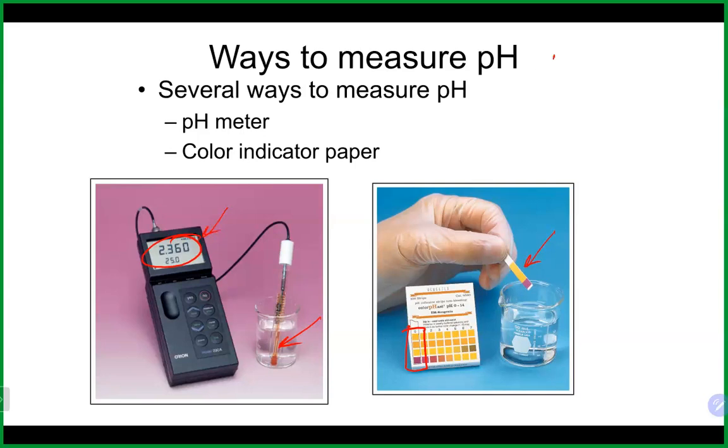We also talked about litmus paper. It doesn't really give you the pH, but it will tell you if it's acidic or basic. Typically litmus paper turns red for acidic, and if litmus paper turns blue, it is basic. And once again, it doesn't necessarily give you a pH value, but it'll give you an idea if your solution is acidic or basic.